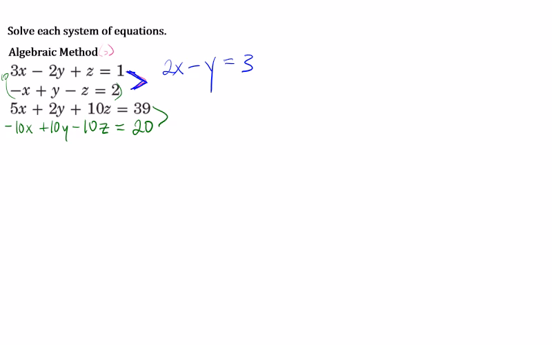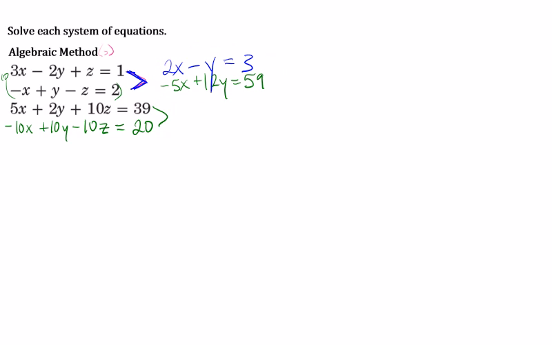So when I combine these, what I'm going to get, and I'll write it right underneath this one, is 5x minus 10x, which is negative 5x, 2y plus 10y, which is 12y, positive. The z's cancel out, which is what we want to happen, right? And then 39 plus 20 is 59.